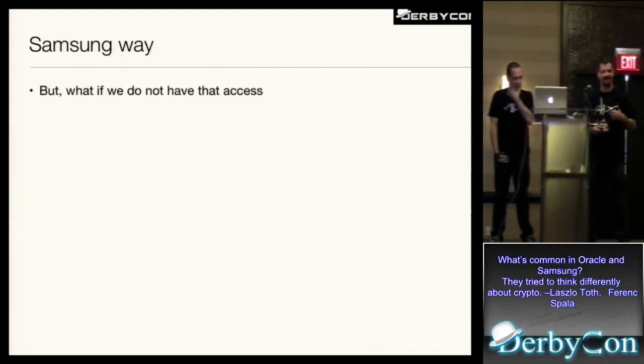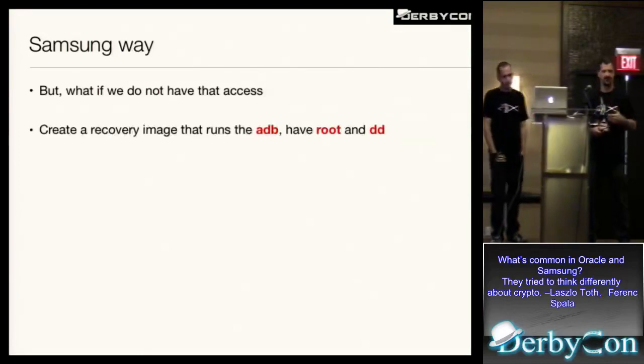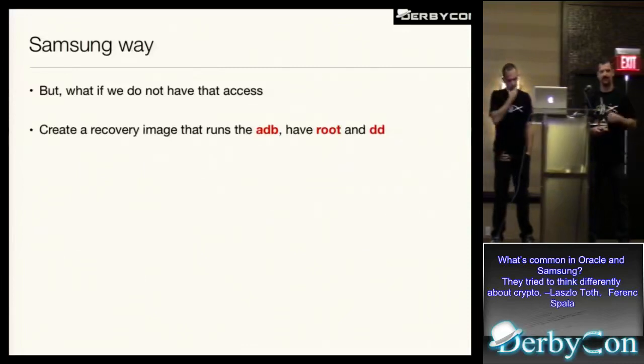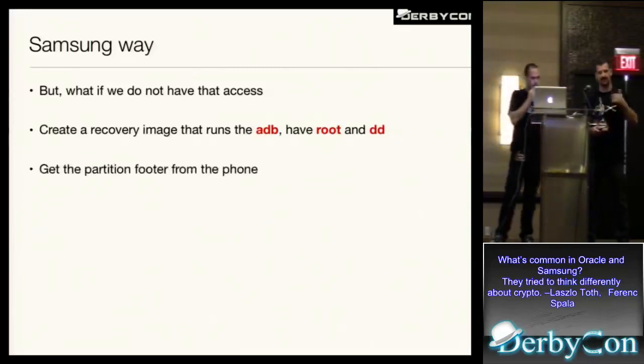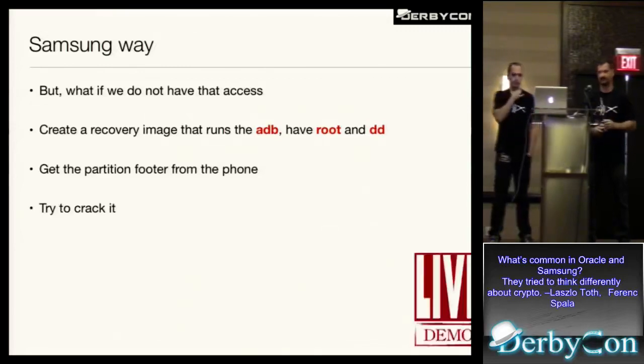But what if we do not have this level of access? We can still try the offline brute force attack. To mount such an attack, we need to create a recovery image. You need ADB, root, and the DD command. Use the DD command through ADB to dump the partition footer, the last 16 kilobytes of the encrypted partition, and try to crack it. And we will show you how.